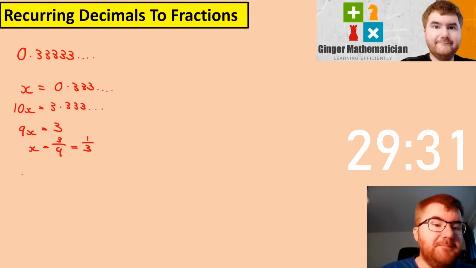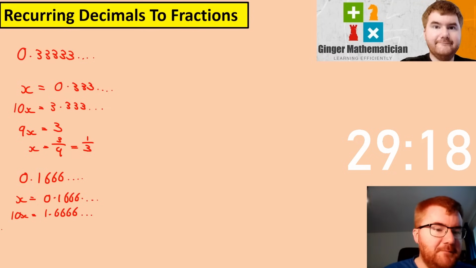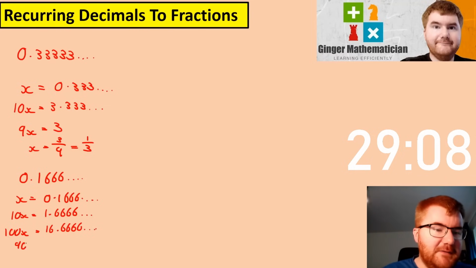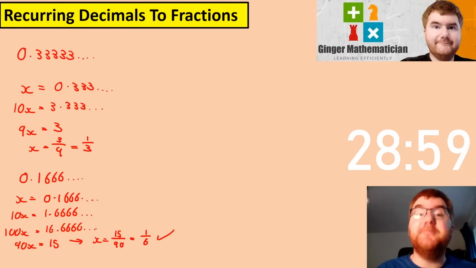Where it gets a bit trickier, say we have something like 0.166666. We use the same method. We times by 10, like we did before, so we get the recurring bit on its own. And then we have 100x, so times again by 10, that gives me 16.66666. So I take one away from the other, that then gives me 90x equals 15, therefore x is 15 over 90, which simplifies to 1 over 6.